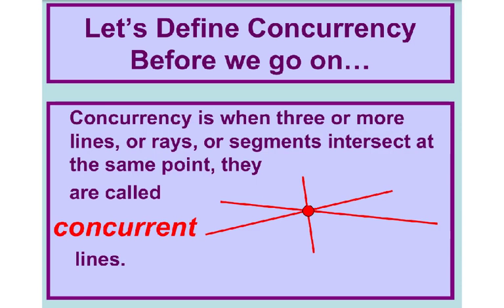And we need to define concurrency. Concurrency is when 3 or more lines, rays, or segments intersect at the same point. They're called concurrent lines, which is what's going to happen. Every time we have a center of a triangle, there's going to be 3 lines intersecting. So that's why it matters. It's 3 or more. And so this is going to qualify. So all of these are going to be concurrency or concurrent lines or lines of concurrency.